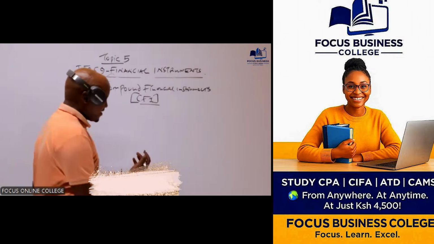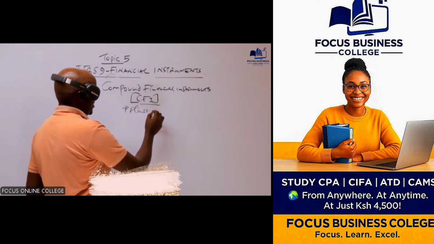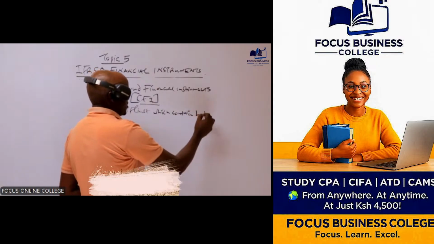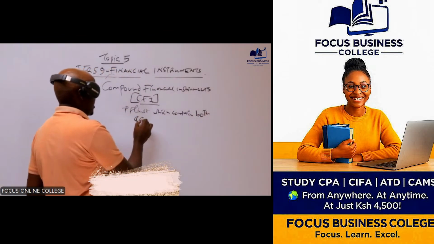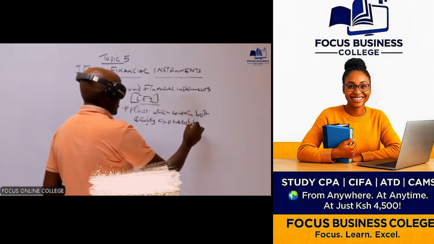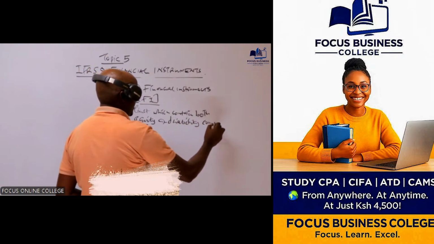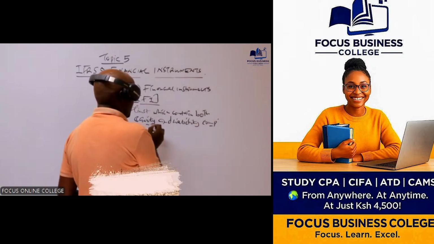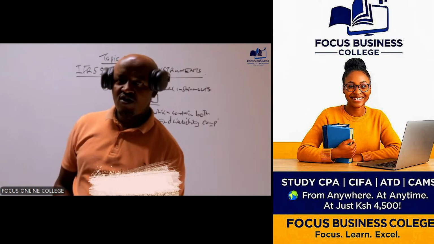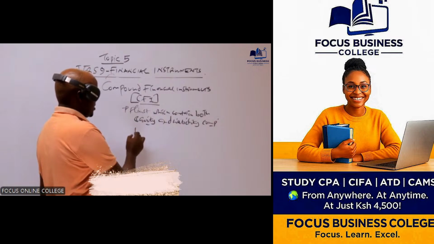So therefore, these are financial instruments which contain both equity and liability component. Now, what is a good example of this? What is a good example of a compound financial instrument which contains both equity and liability component?